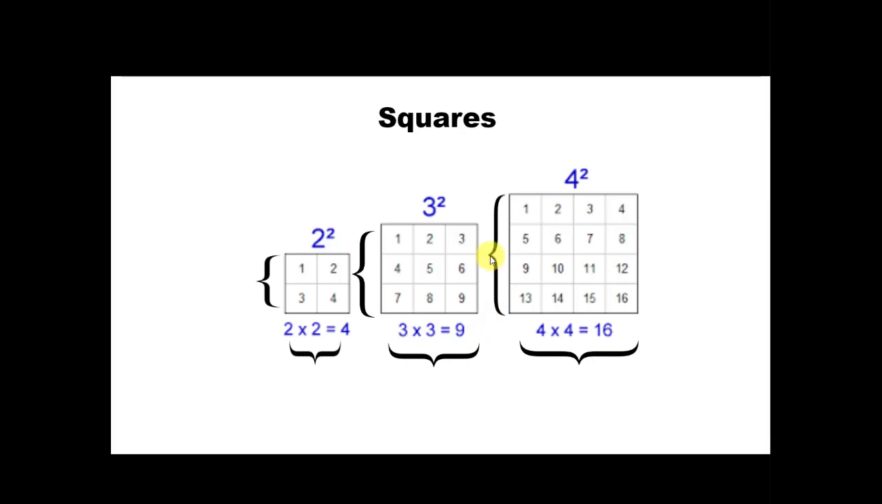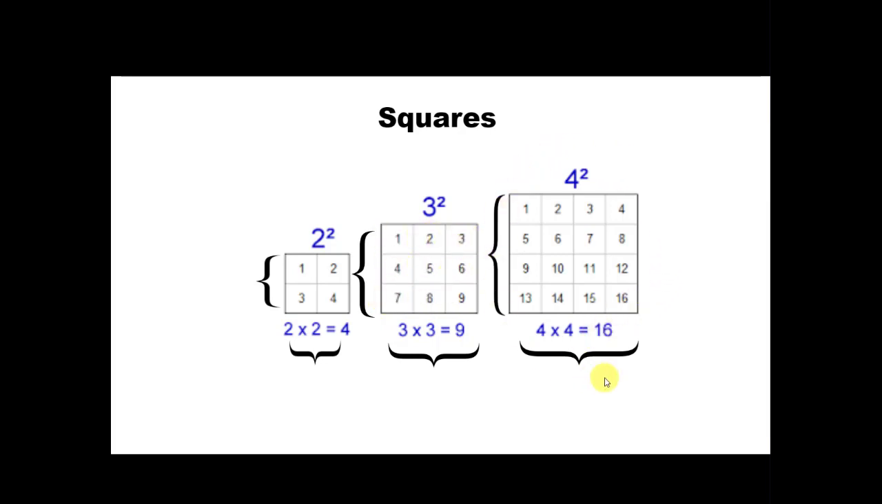The same thing is happening here with 3 squared. Here we have another square. The length of this square is 3, and the width of the square is 3. And so the area, everything inside the square, can be seen as an area of 9.